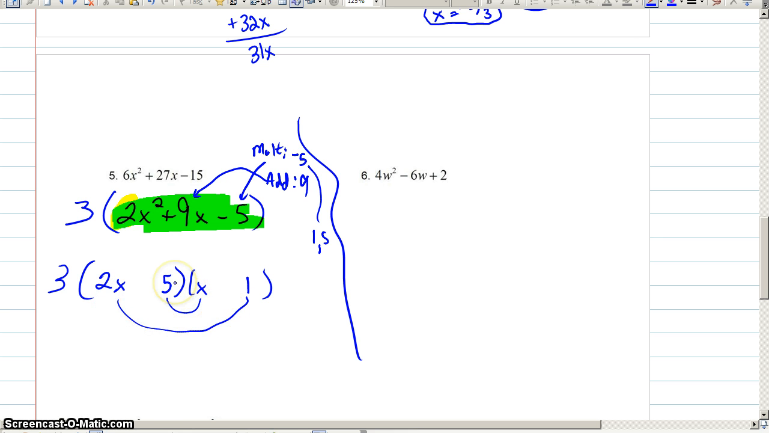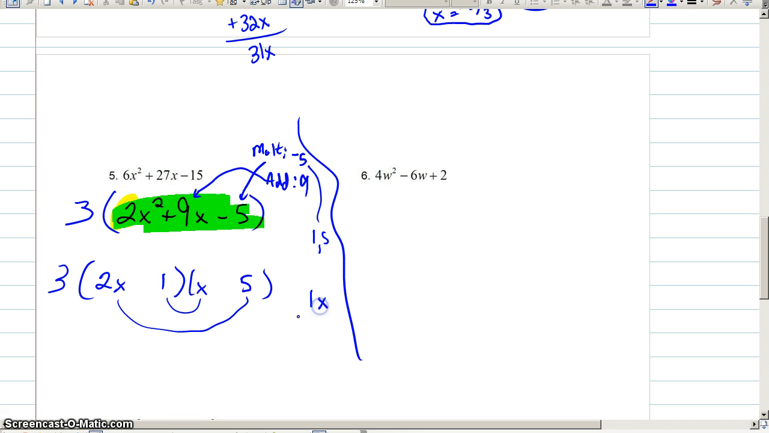There's no way that that could ever add up to a 9. So very quickly, we're just going to put our 5 and 1 and switch them. Put the 1 in the first parenthesis. Why is that so important?